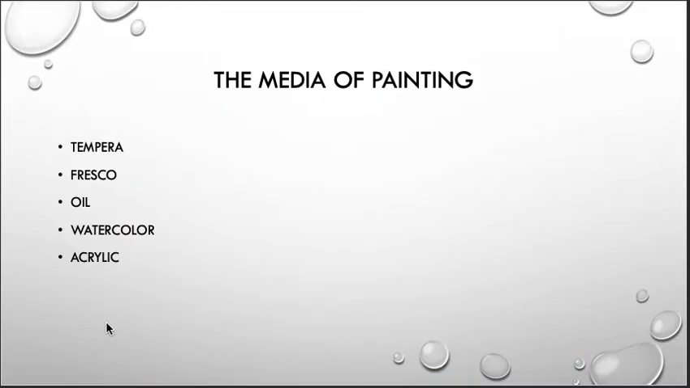If I can get it to go. There we go. Okay, so let's talk about the media of painting. And again, remember, media is just the plural form of the word medium, which are the things that we use to make the painting. Okay, so let's look at 5 different ones. We've got tempera, fresco, oil, watercolor, and acrylic. Now this is not an exhaustive list, but these are the most commonly used. So let's just take a look at these.